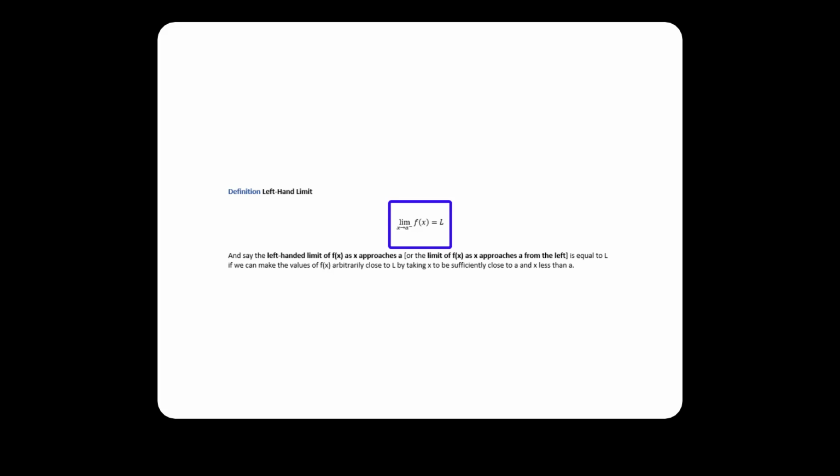First, this is how we write the left hand limit in mathematical notation. And we say the left hand limit of f of x as x approaches a equals L if we can make the values of f of x arbitrarily close to L by taking x to be sufficiently close to a and x less than a.